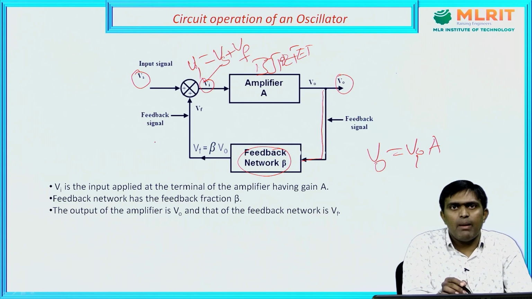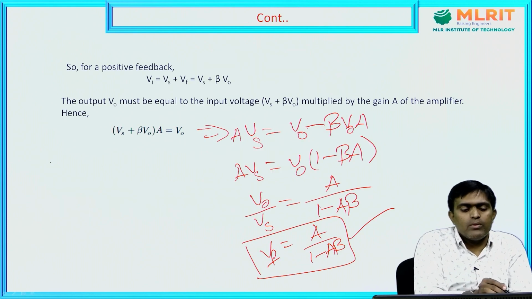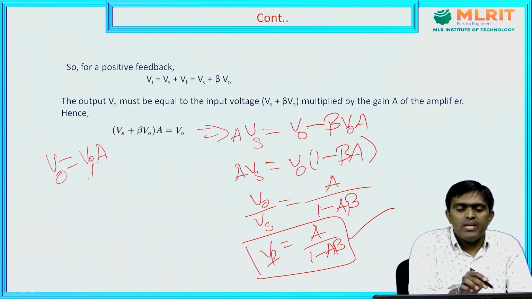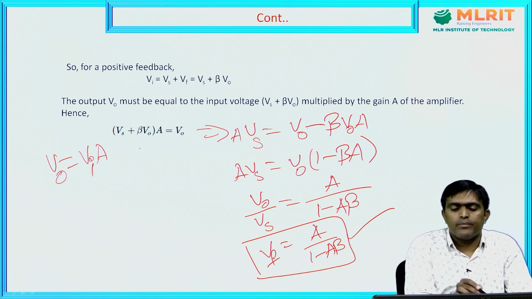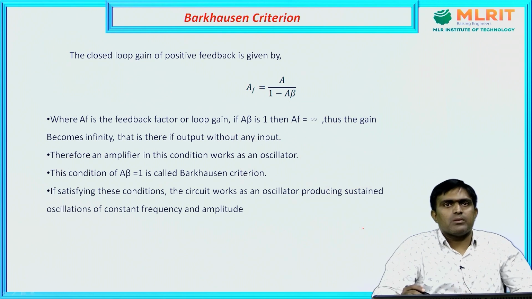What is the gain of the amplifier from the circuit? V0 equals Vi times A, where A is the gain of the amplifier. Here Vi is nothing but Vs plus beta times V0. Substituting and simplifying, we get AF equal to A by 1 minus A beta. Remember this equation. Next, Barkhausen criteria.